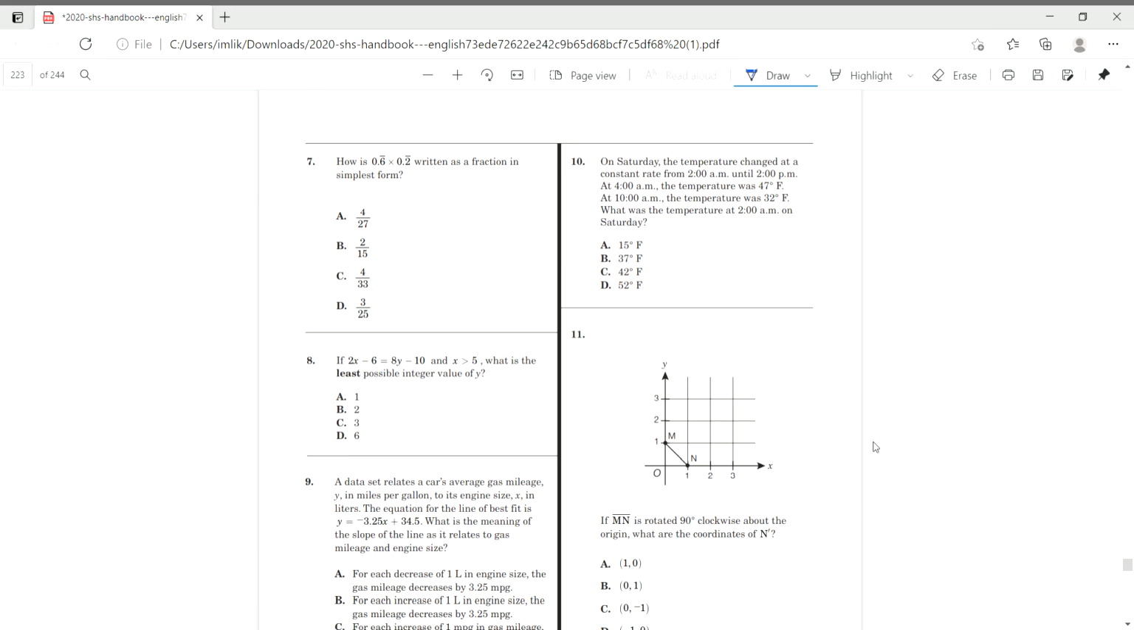How is 0.6 repeating times 0.2 repeating written as a fraction in simplest form? Well, you should know that anything over 9 is going to be infinitely repeating. So 6 over 9 is going to equal 0.6 infinitely repeating. And 2 over 9 is going to equal 0.2 infinitely repeating. And it applies for anything. 3 over 9 is going to be 0.3 infinitely repeating. And 1 over 99 is just going to be 0.01 repeating over and over again. So it applies to everything.